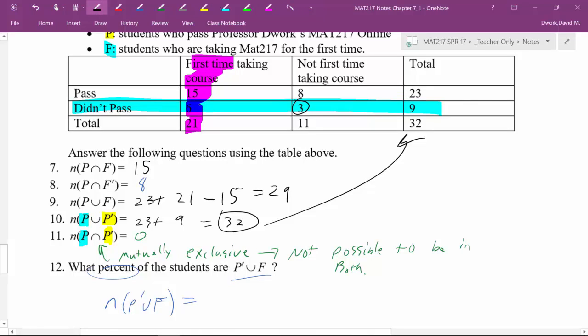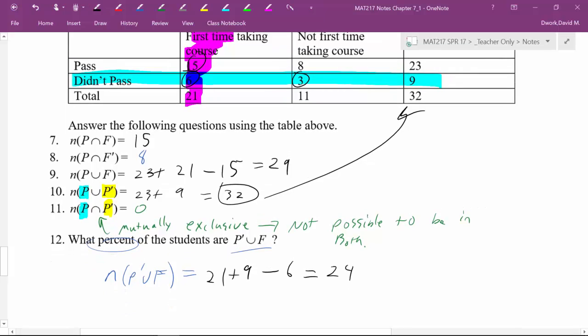You can either highlight these 3 numbers, or you could do the totals and subtract the overlap. I'll do the totals. So 21 plus 9 minus the overlap of 6, so that makes 24. So therefore, that's my part of the class who meets that requirement. That's my part of the class who either didn't pass or was taking the course for the first time, and it's okay if they pass or didn't pass. It could be either. So now, what is my whole? What is the cardinality of my sample space? Well, my sample space is 32. That's how many students are in the class.